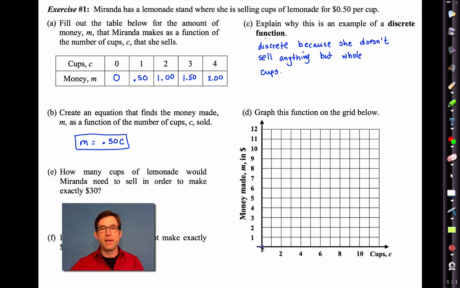0 cups, she's making no money. 1 cup, 50 cents. 2 cups, $1. 3 cups, $1.50. 4 cups, $2, right? We're just going up by 50 cents each time. So it's easy to plot all these points. Now here comes the big whammy, though. Here's what we can't do.